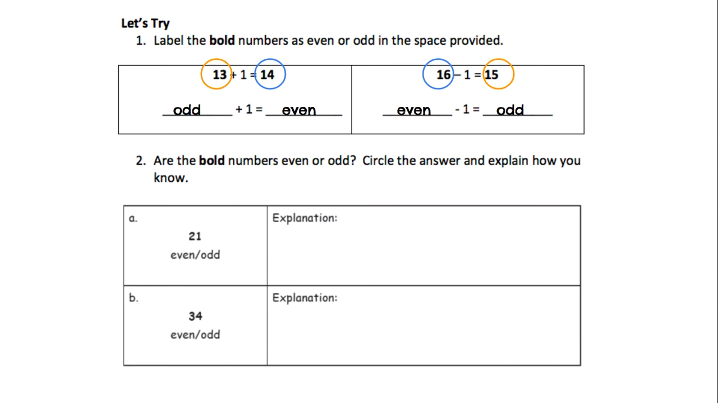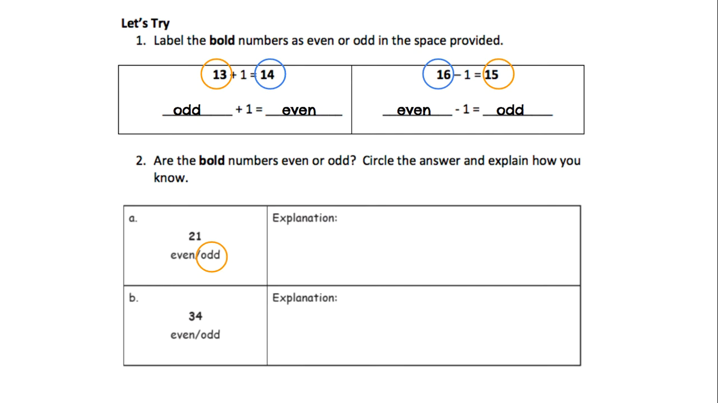So I want you to pause me right here, and I want you to make the decision on your own for number 21. Is that even or odd? Please look at the ones place to decide. I see a 1 in the ones place. If you remember back to our chart, 1 is odd.